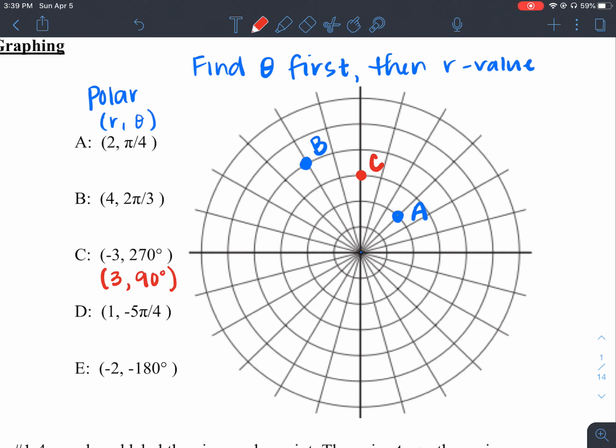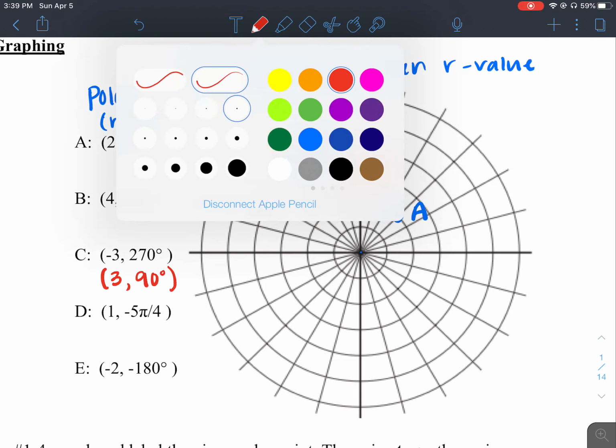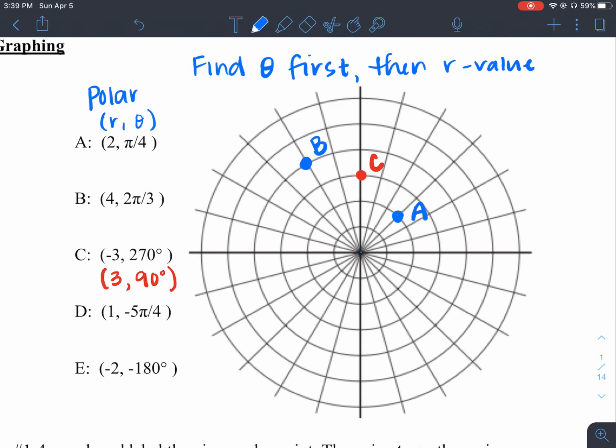So the polar coordinate system is not unique in how we label our points. Now, we have 2 more points to do. Point D is at (1, -5π/4). A negative angle value means we're going to open up in that negative direction, in the clockwise direction from the positive x-axis. This is a little bit over negative π, so it's negative π and 1/4 more.